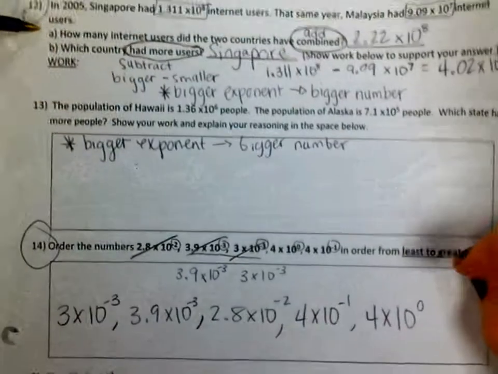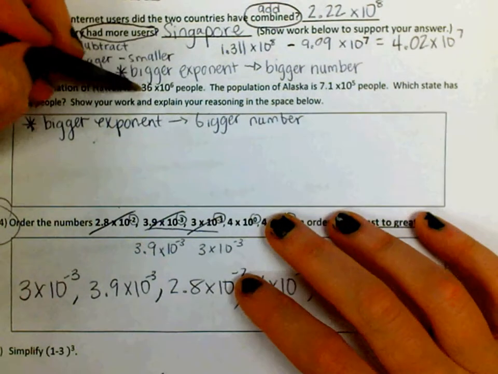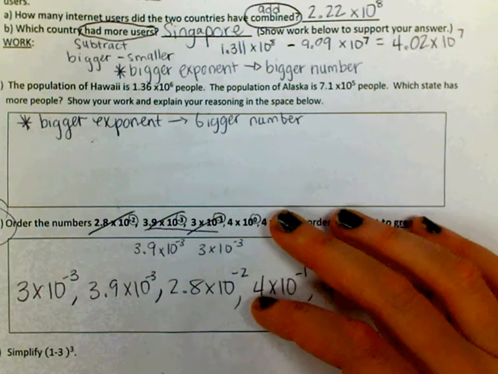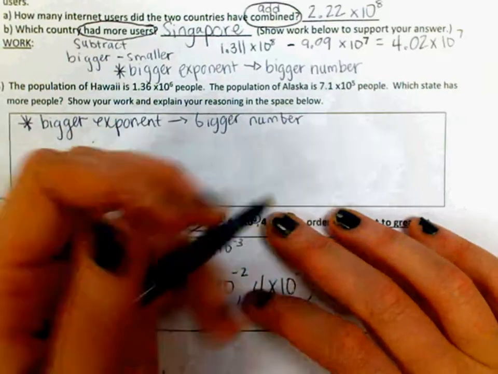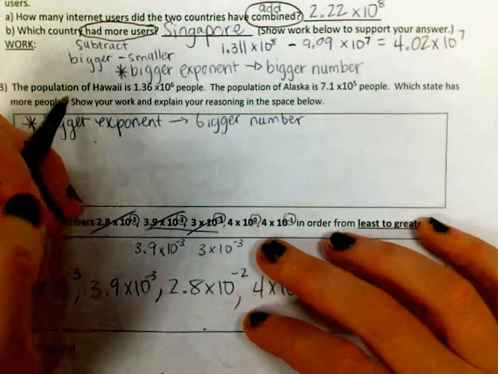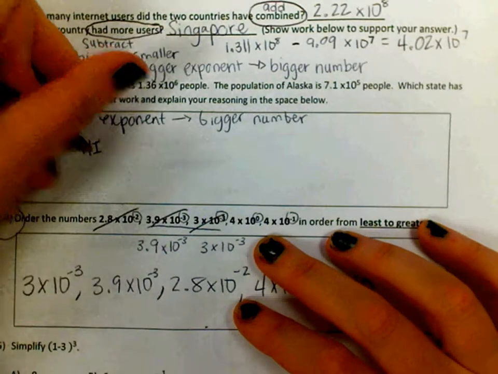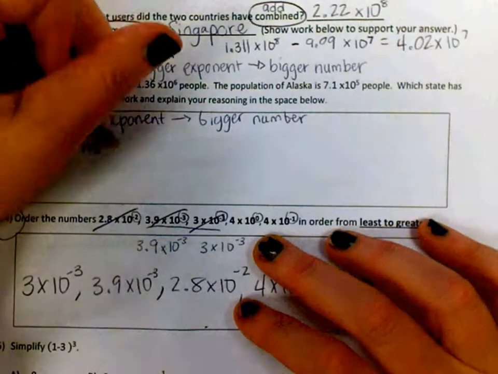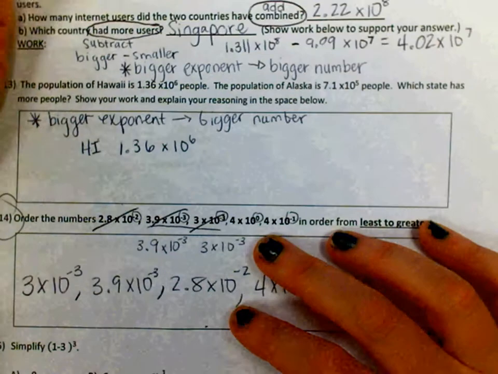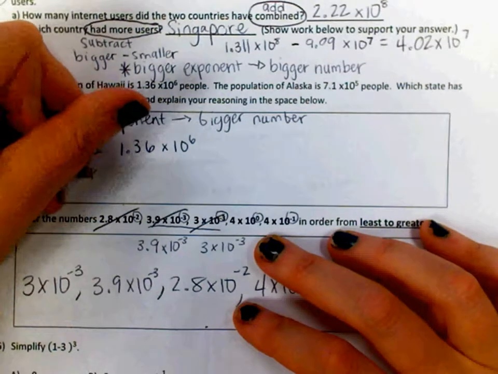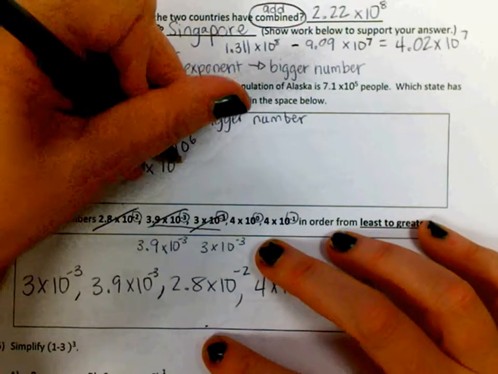Okay, number 12 we did in class, so this is 13. The population of Hawaii is 1.36 times 10 to the 6th power people. The population of Alaska is 7.1 times 10 to the 5th power people. Which state has more people? So we have Hawaii. I'm going to write the state abbreviation HI. Hawaii is 1.36 times 10 to the 6th power. And Alaska, that's AK, is 7.1 times 10 to the 5th power.